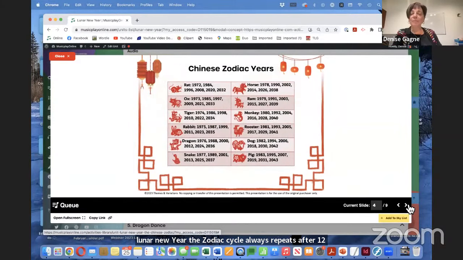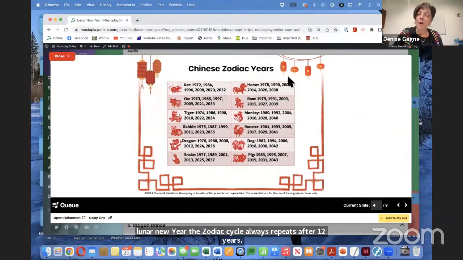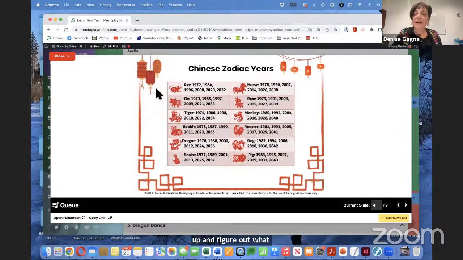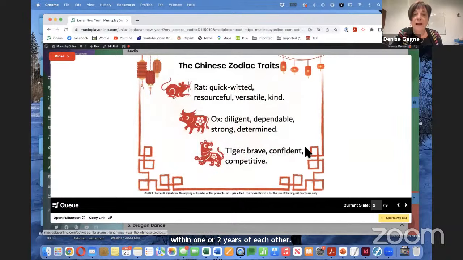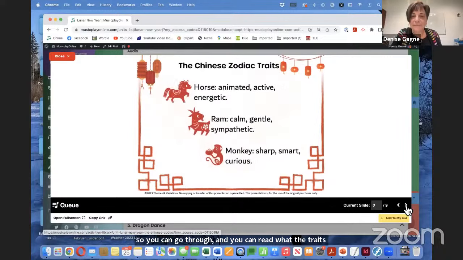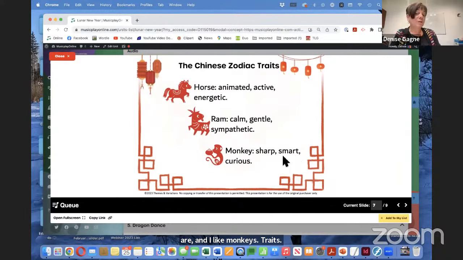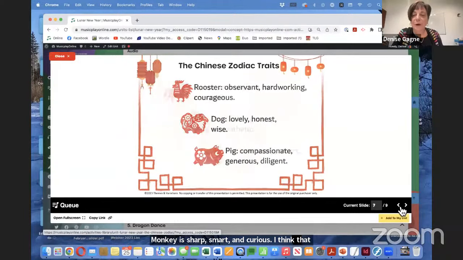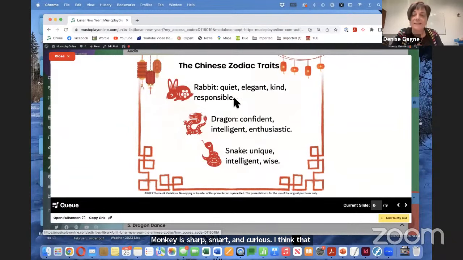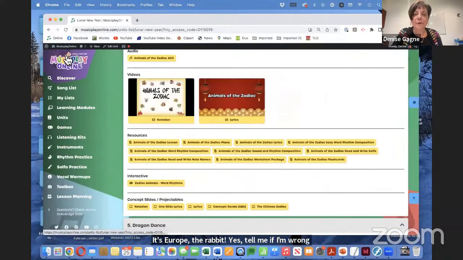This is my favorite part because the kids can all look up and figure out what year they were born in and what their year is. And of course, in your class, most of the kids will be within 1 or 2 years of each other. 1956 isn't on here, but I'm the year of the monkey. And so you can go through and read what the traits are. And I like monkey's traits. Monkey is sharp, smart, and curious. I think that describes me really well. And this year is the year of the rabbit. Tell me if I'm wrong. Yes, I think it is the year of the rabbit.